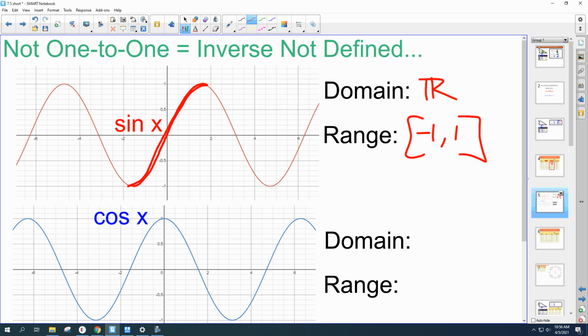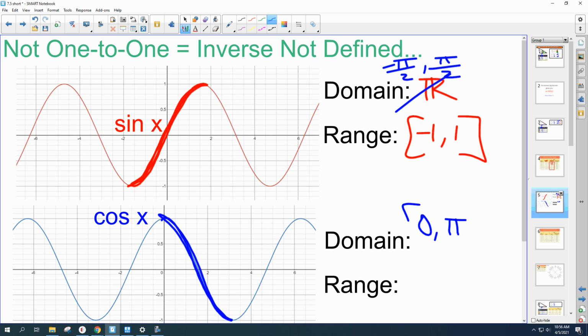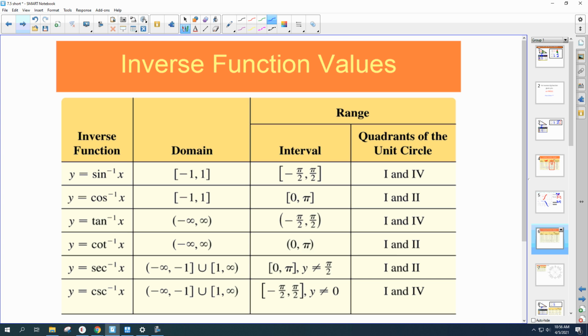Here's our sine function. We're only looking at this piece, that domain, which is negative pi over 2 to positive pi over 2. And for the cosine graph, we're only looking at this part. And that means instead of all real numbers, it's going from 0 to pi. Kind of a weird thing to think about. That's what it is. The domain, we're talking about the input. The range, we're talking about the output.